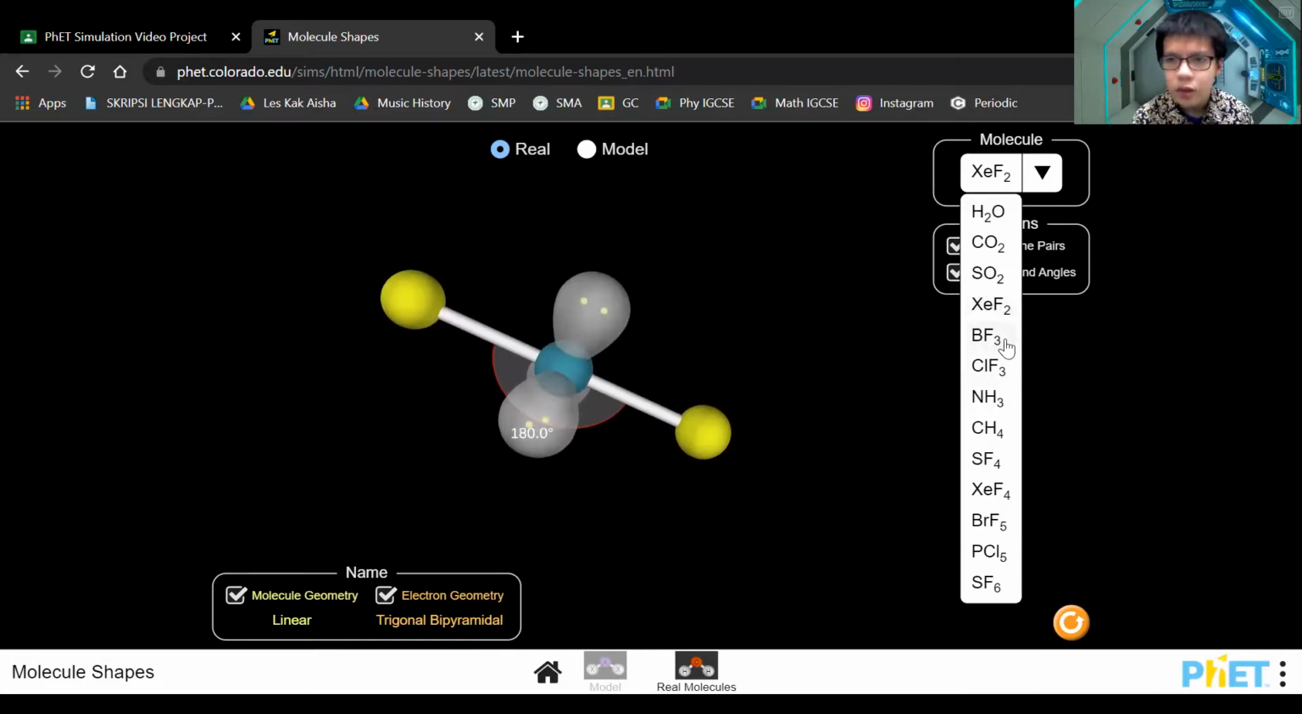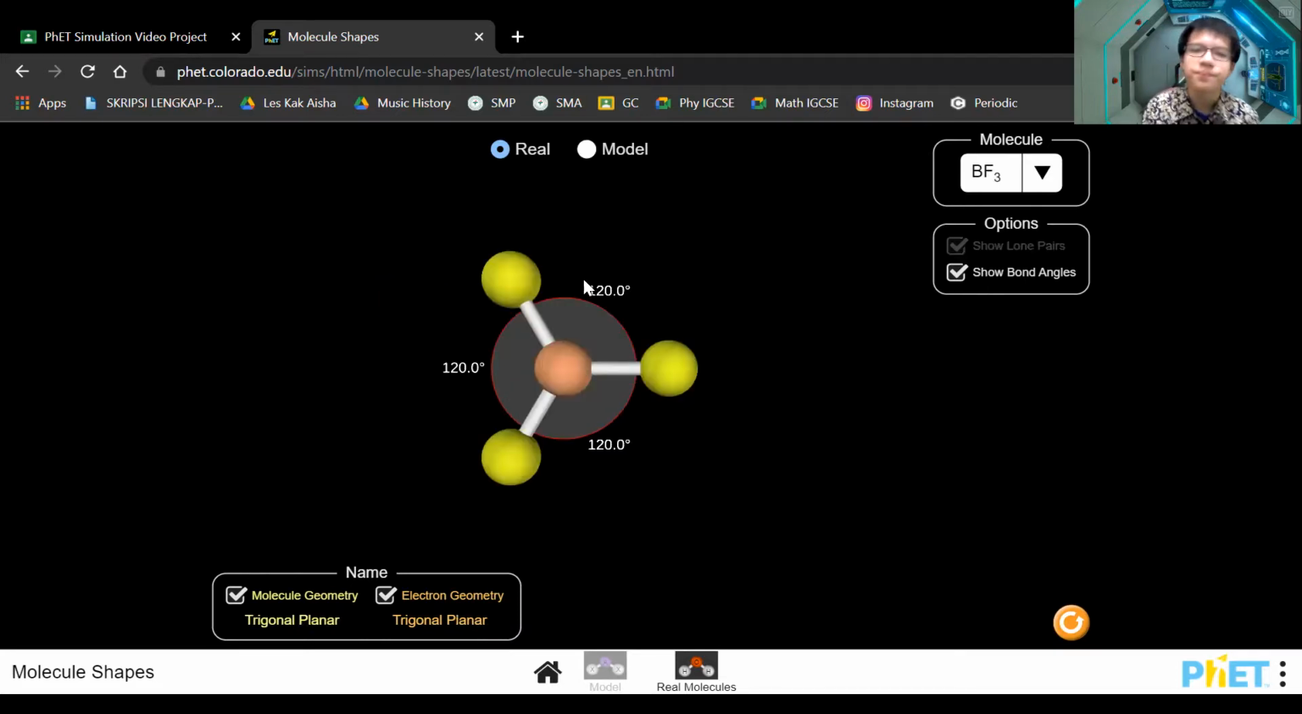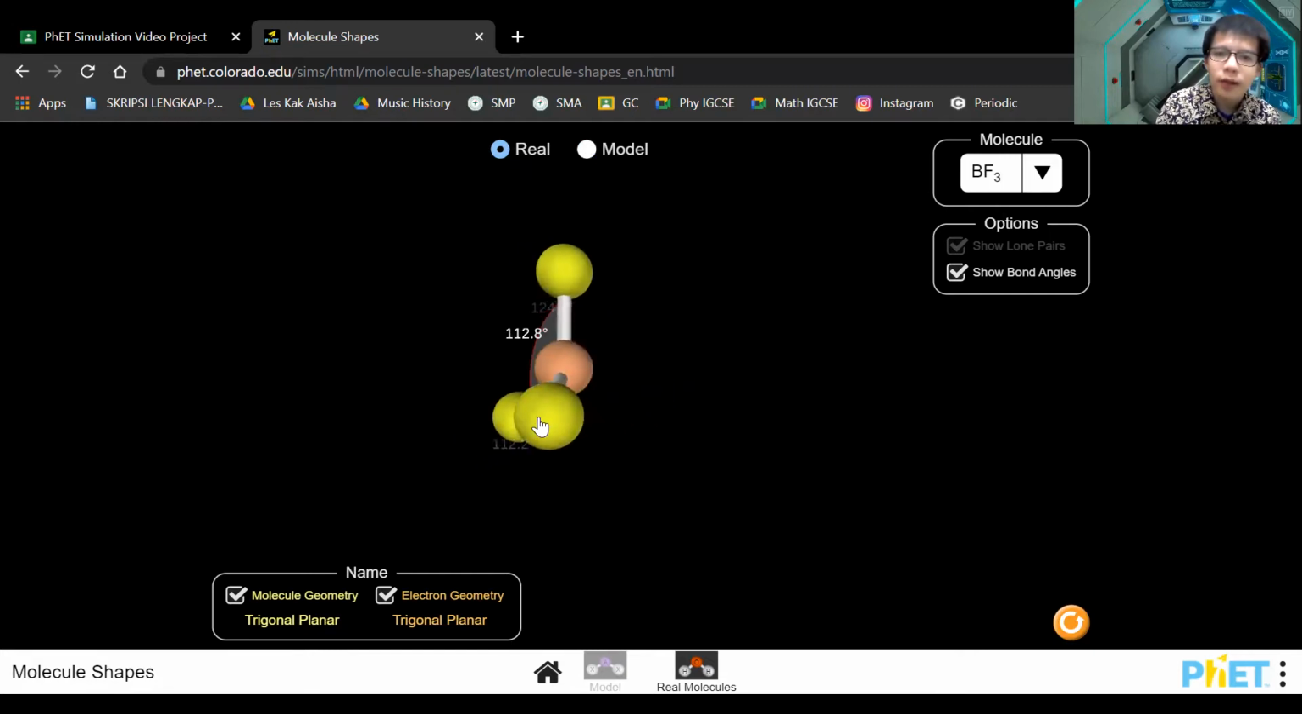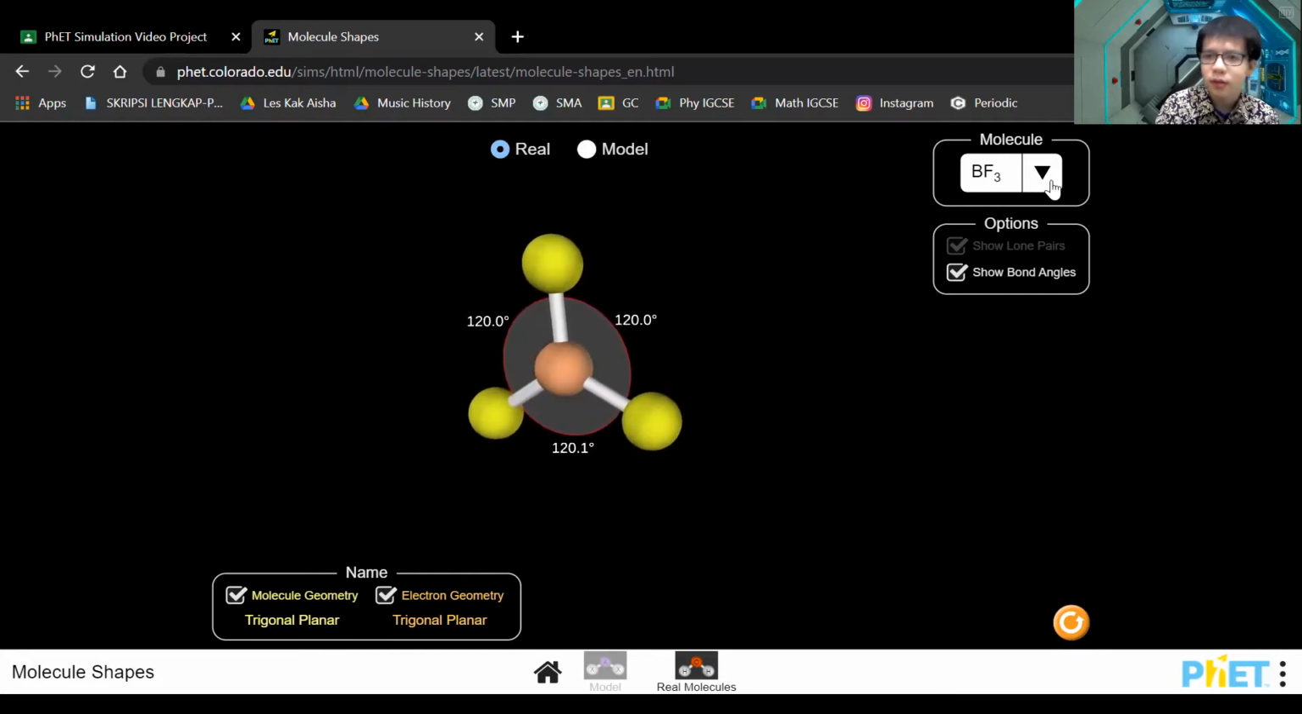Okay, so how about boron trifluoride? The name of the electron geometry and molecular geometry is trigonal planar, and the bond angle is 120, and we see the real one is also the same because there are no lone pairs.